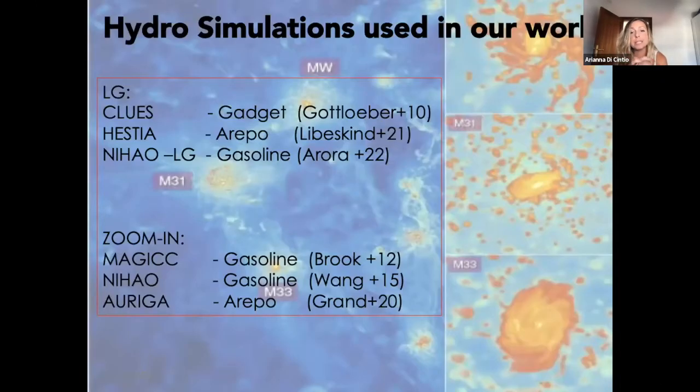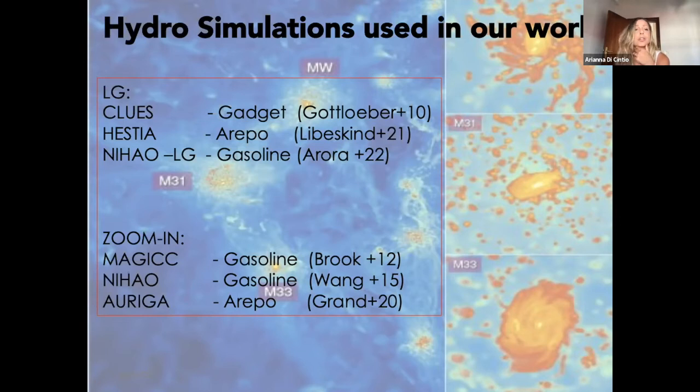Before getting into the science that we're doing, I'd like to give you a very brief overview of all the simulations we're using. You're all experts in this field, so I don't have to go too much into detail. We're using Local Group simulations and zoom-in simulations. For the Local Group ones, we are using CLUES, STIA, and NIHAO Local Group. The CLUES simulations are constrained initial conditions Local Group simulations run with the code Gadget. They are quite old simulations now. They are, of course, hydrodynamic. They were run about 10 years ago.